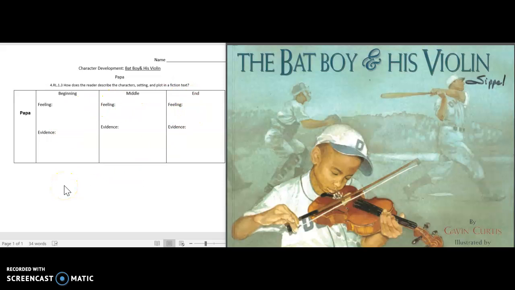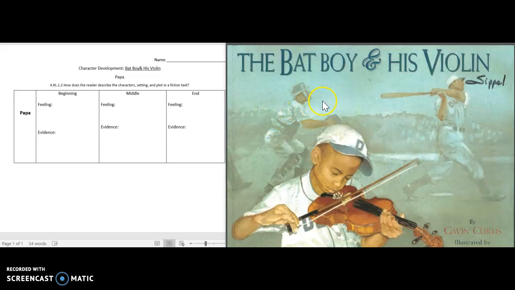We are talking about character development, and we're using one of the characters from The Bat Boy and His Violin, the text that we read yesterday. We're going to focus on Papa. So Reginald's father, he goes by the name of Papa throughout the story. We know that good readers improve their comprehension of a fiction or a literary text. One way is by focusing on the character development, or how the character changes from the beginning to the middle of the text and finally the end of the text. And we can do that by really focusing on Papa's character and how he was feeling in those different sections of our story. So let's get started.